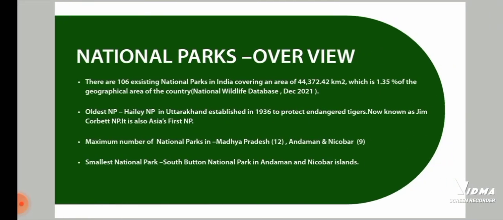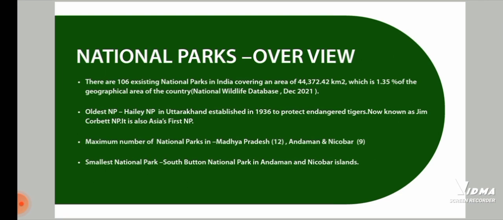Fine. Next we are going to have an overview of the national parks. We know that there are 106 existing national parks in India, about 1.35% of the geographical area of the country, and this data is based on the National Wildlife Database. Let's see some peculiarities. The oldest national park of our country is Hailey National Park. It is in Uttarakhand and it was established in 1936. It was done to protect the endangered tigers. Now it is known as the Jim Corbett National Park. It is also Asia's first national park.